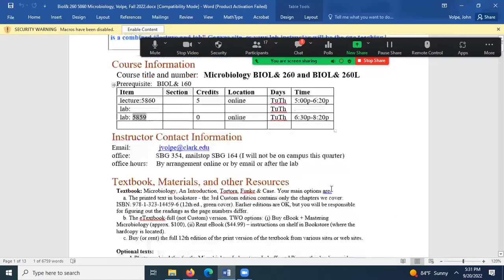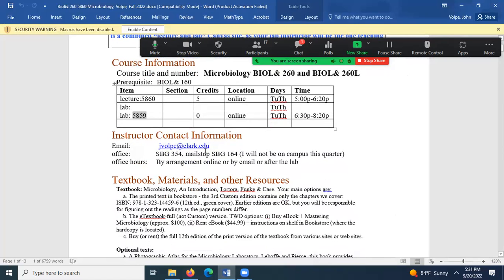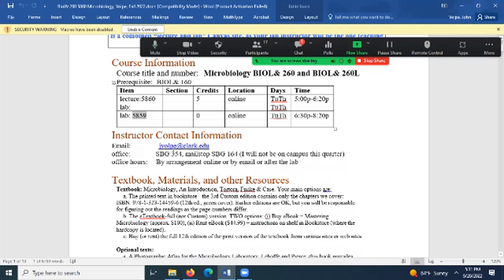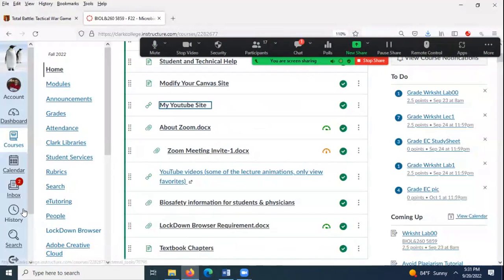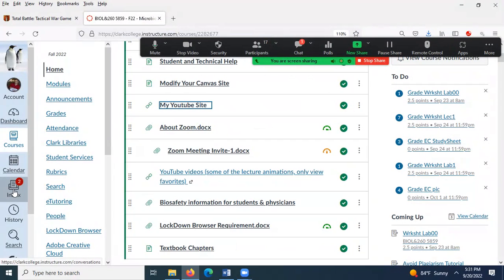All right, so there's my contact information. You can contact me at clark.edu. However, I prefer you to contact me with the Canvas inbox. I will check the Canvas inbox at least every other day. I've already checked it today and answered several messages. It looks like I've got a new one.